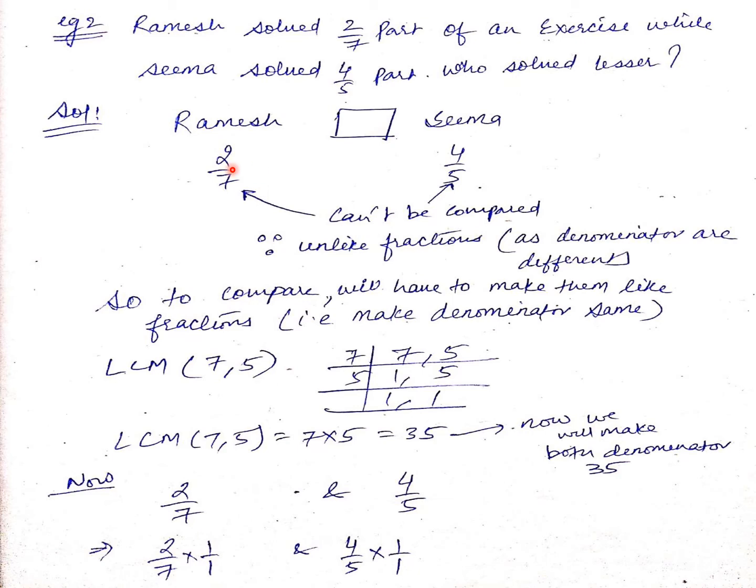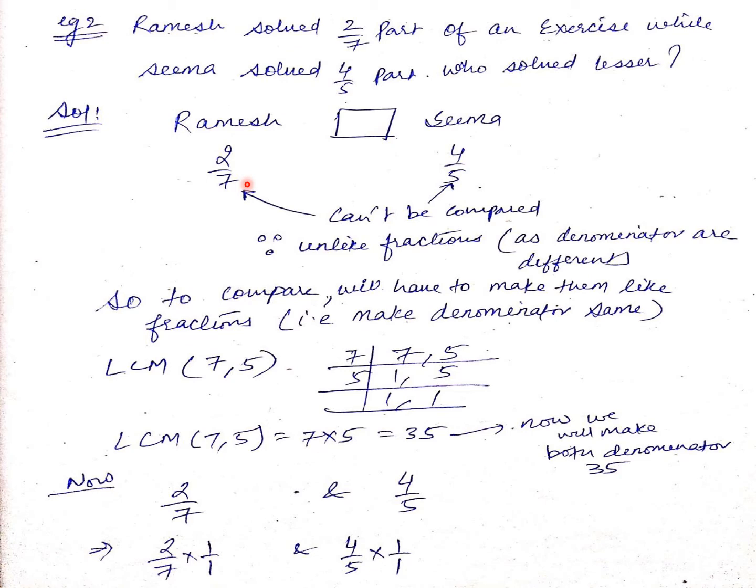Just by looking, you can guess who has done more or less, but that wouldn't always be correct. To find the correct answer, to compare them exactly, we have to see whether their denominators are the same or not. Here the denominator is 7, here the denominator is 5. So we can't compare like this. First of all, they are unlike fractions. Unlike fractions are those fractions in which the denominators are different. So first we will make them like fractions to compare.